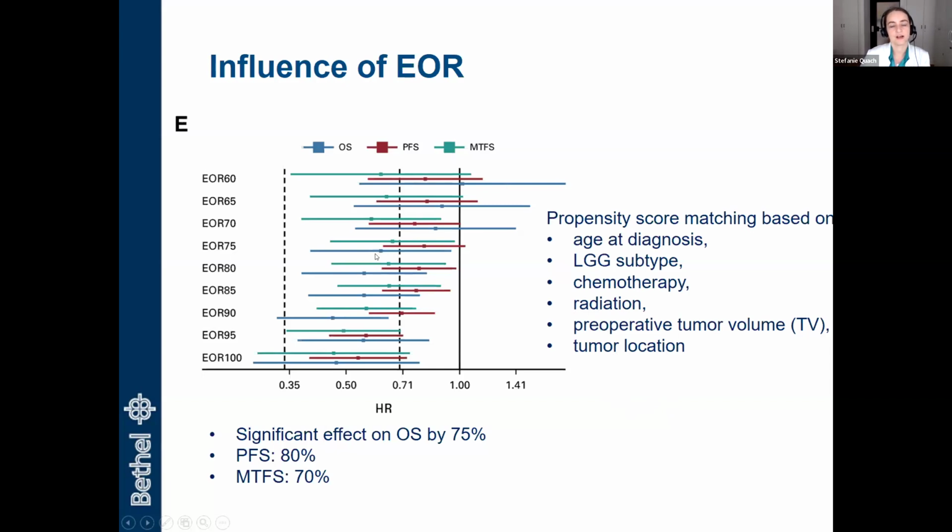So the more of the tumor is resected, the better in this diagram, and it reaches statistical significance for overall survival by an extent of resection of 75%, and similarly for progression-free survival at 80% and time to malignant transformation at 70%. This, I think, is a very impressive figure to show that even these increments actually matter.